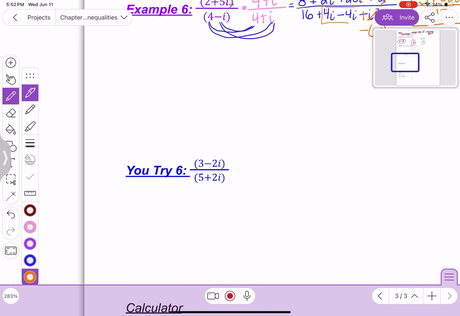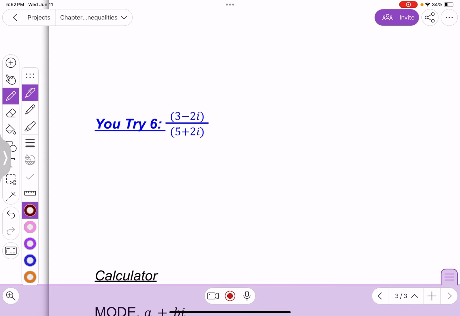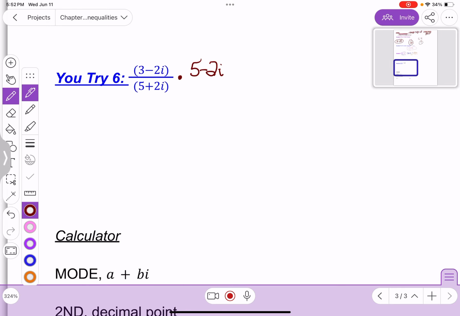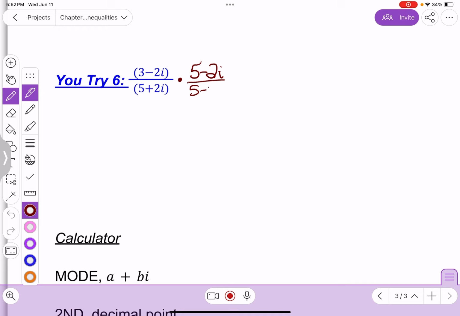All right, so why don't you pause the video and try this one? Our conjugate is going to be 5 minus 2i over 5 minus 2i. So then I FOIL. 3 times 5 is 15. 3 times negative 2i is negative 6i. Negative 2i times 5 is negative 10i. And then negative 2i times negative 2i is positive 4i squared.